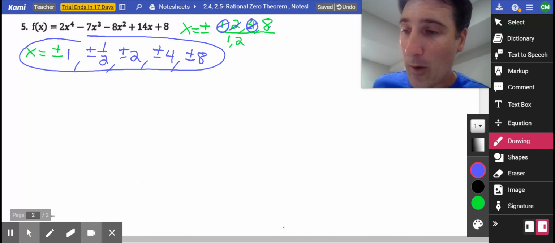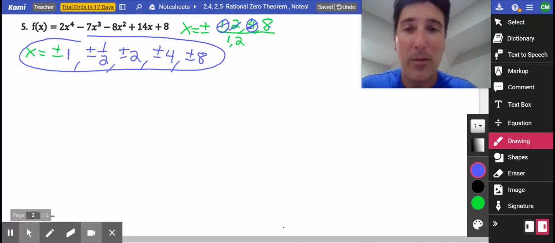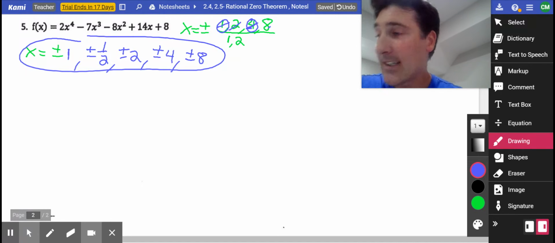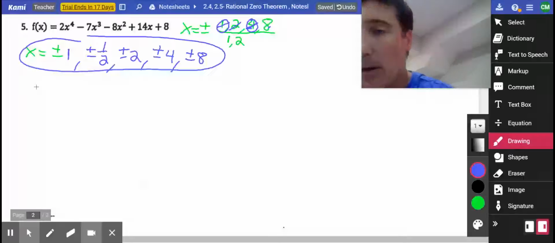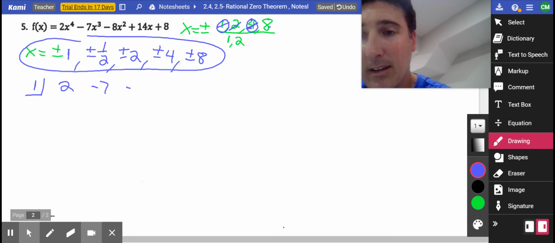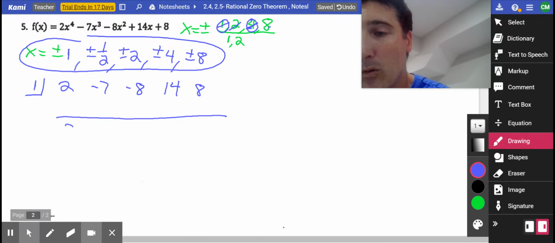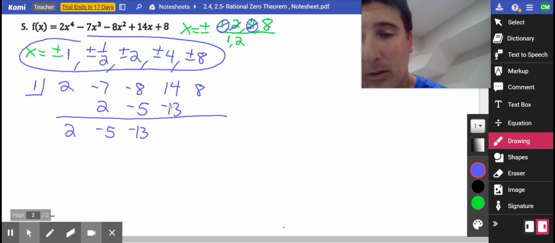All right. Now, what I'm going to do here first, this is probably what's going to happen. Let's say we pick 1. I always say always pick 1, I always like starting with that. I'm going to put all these coefficients here: 2x to the 4th, 7x cubed, negative 8x squared, 14x, and positive 8. I'm bringing down the 2. 1 times 2 is 2. Add these, we get negative 5. Negative 5 times 1 is negative 5. Negative 8 plus negative 5 is negative 13. Negative 13 times 1 is negative 13. 14 minus 13 is 1.